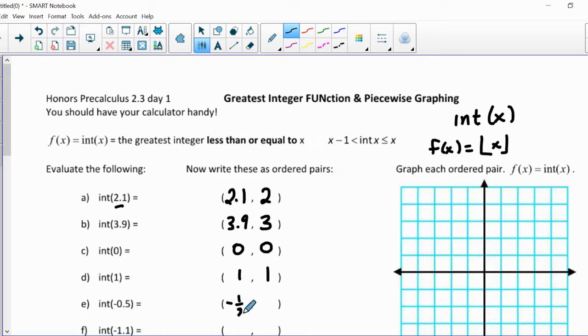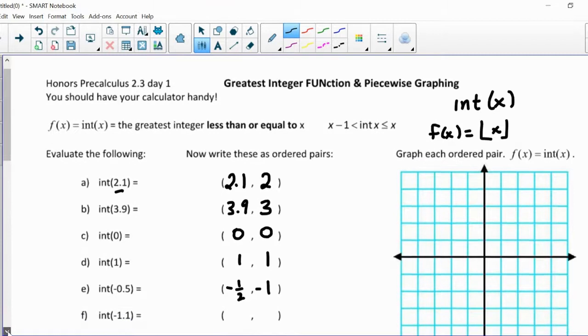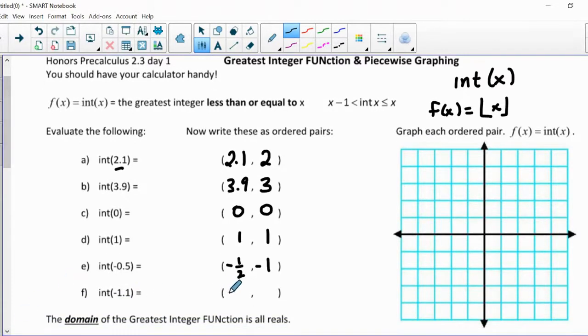Negative 1/2, this is where it starts to get tricky. Negative 1/2 does not go up to 0, it goes down to negative 1. So when we see a problem like f of negative 1.1, or negative 11/10, we see the negative 1 and we may think that we just want to write negative 1, but we have to always go down to the greatest integer less than or equal to it. So that's going to be negative 2. Now I'm going to graph these things.